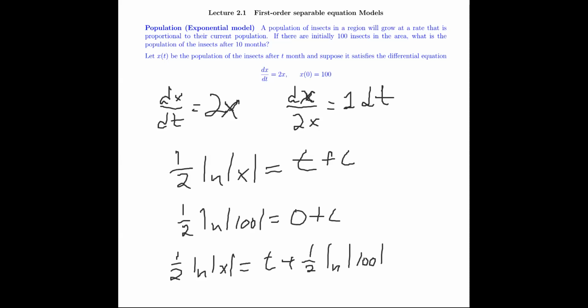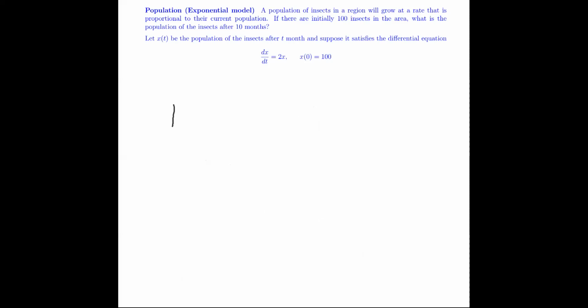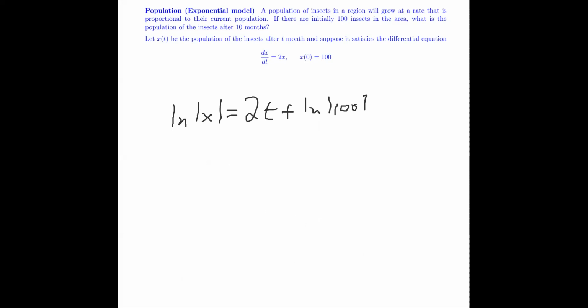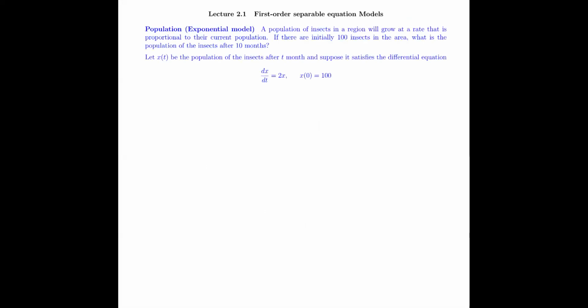Or if we multiply by 2 on both sides here, this becomes ln of x is equal to 2t plus ln of 100, which is exactly what we've got written down here as our solution by the separable method. Now, notice that this equation is also linear. So we can solve this problem using the method that we learned in that section.